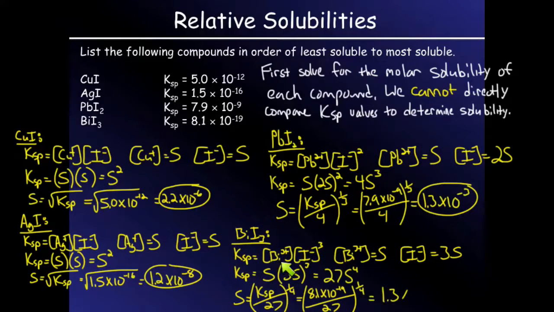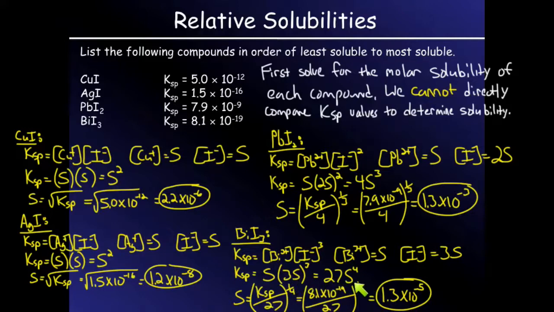KSP is equal to bismuth concentration times iodide concentration cubed. Bismuth concentration is equal to molar solubility, but because there are 3 iodides, the iodide concentration is equal to 3 times the molar solubility. This then gives us KSP being equal to S multiplied by 3S, the whole thing cubed, the 3 and the S.